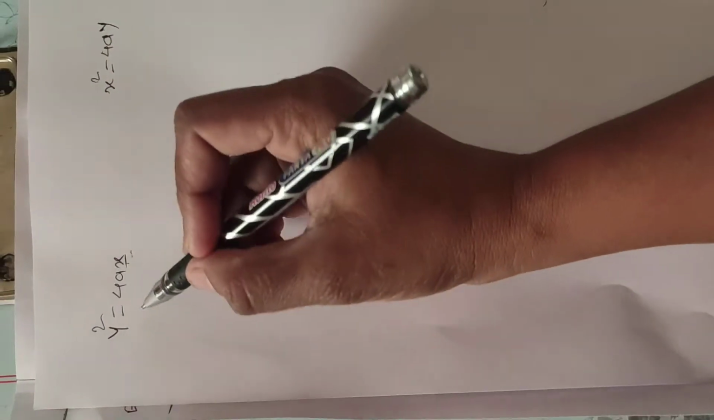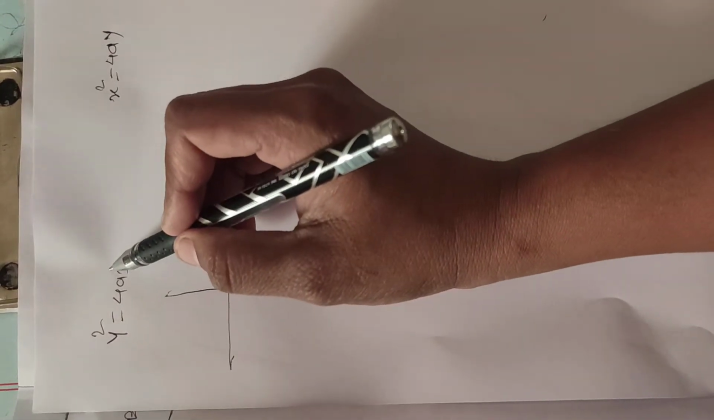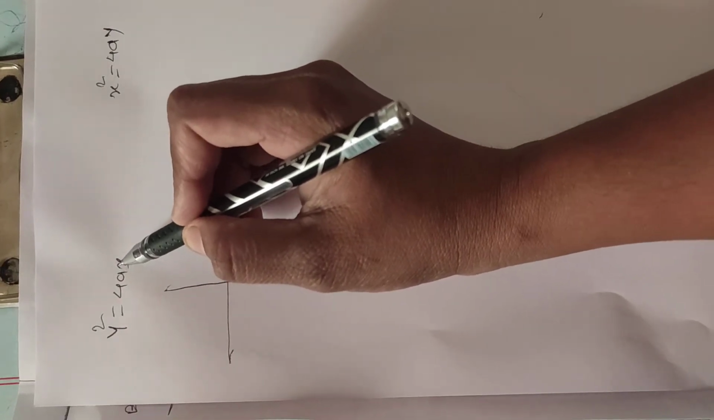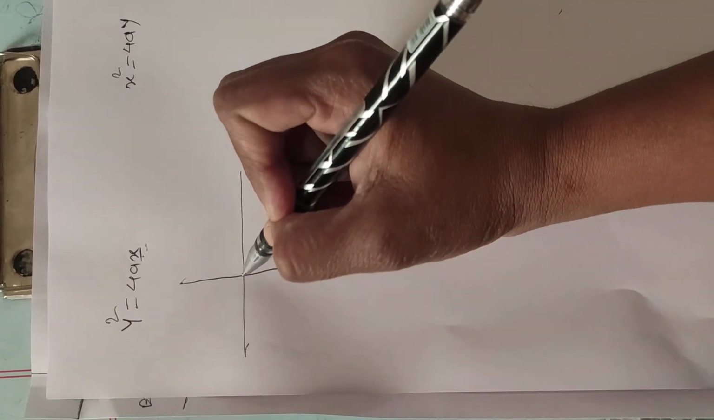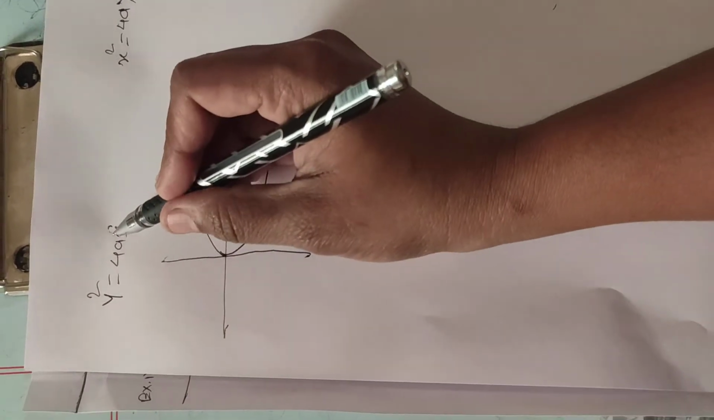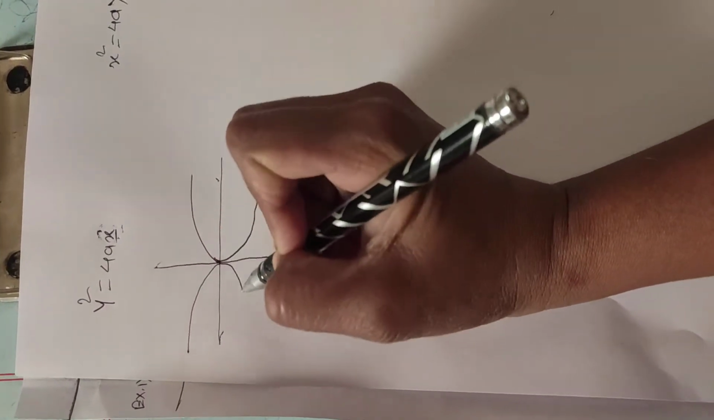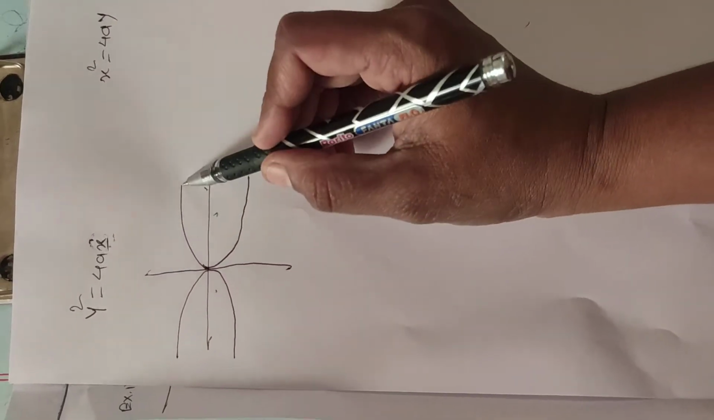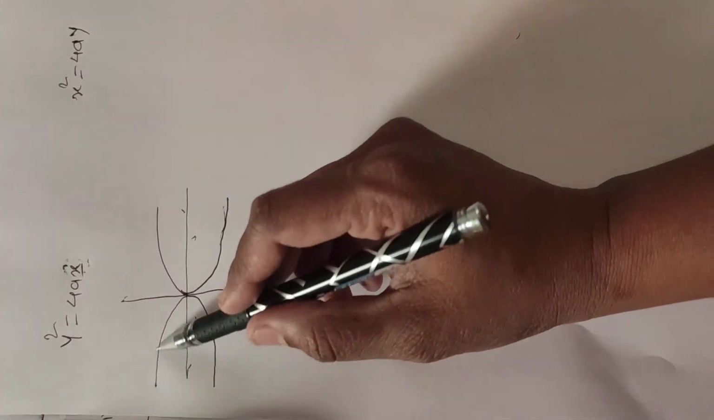Now how to draw the curve of this parabola. You just have to check the sign of x. If x is positive, then it will open towards the positive x side. And if x is negative, then it will open towards the negative x side. So these are the equations of parabola. If y square equal to 4x, we draw this parabola. If y square equal to minus 4x, we draw this parabola.